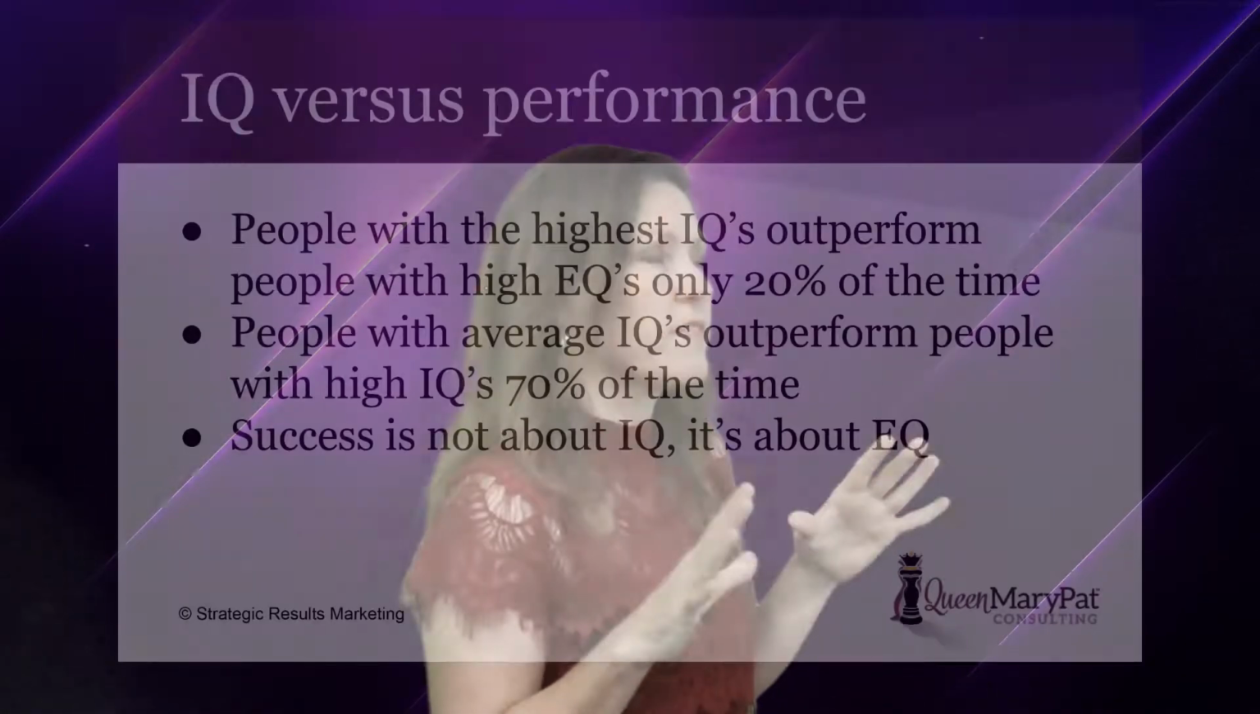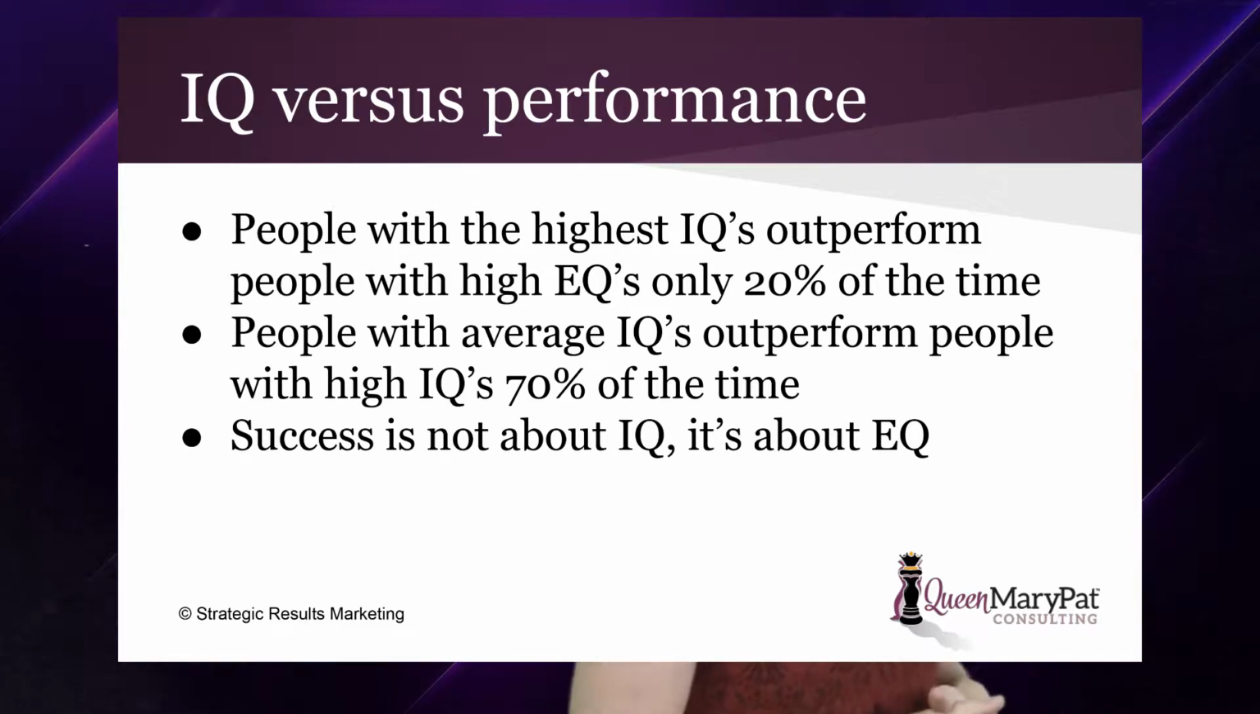So, I'm going to get back to the emotional part of this, but I want to talk about IQ for a minute and performance. Here are a few statistics that I just find really fascinating. People with the highest IQs outperform people with high EQs only 20% of the time. People with average IQs outperform people with high IQs 70% of the time. So EQ is the emotional intelligence, IQ is that intellect quotient. Success is not about your intellect, it is about your emotional management, your emotional quotient.